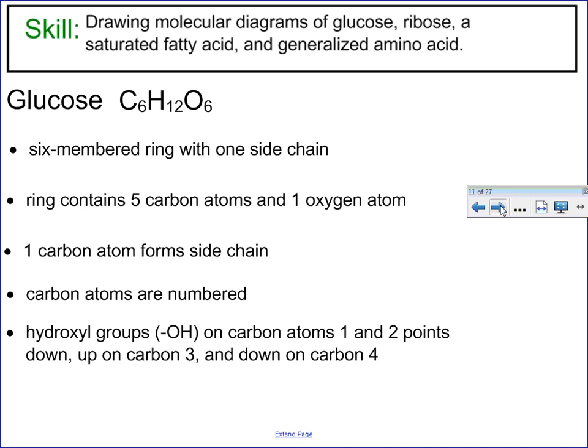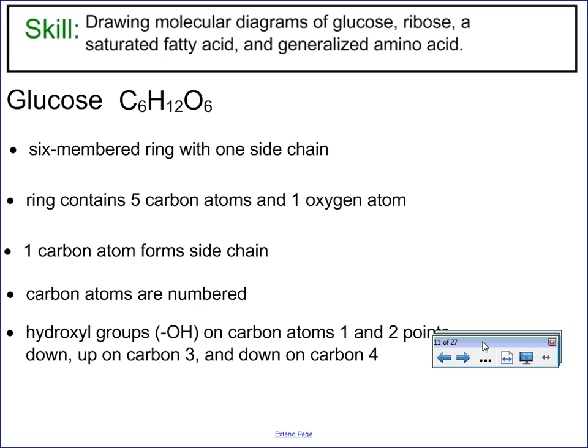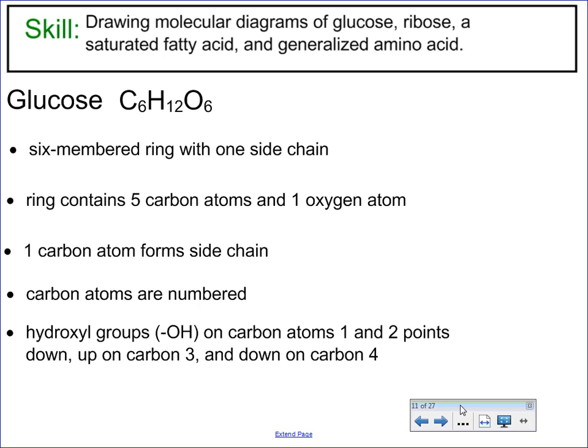So one of the skills that you will be required to do is to be able to draw molecular diagrams of a number of different molecules, which include things like glucose, ribose, saturated fatty acid, and a generalized amino acid. So when drawing glucose that has the molecular formula C6H12O6, this is a six-membered ring with one side chain, and we'll make a drawing to see what that looks like.